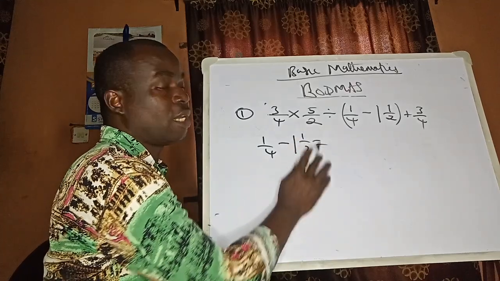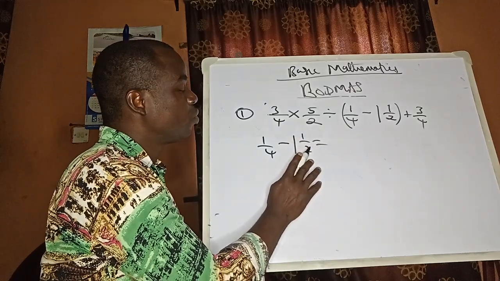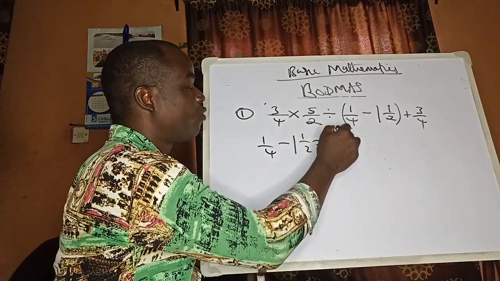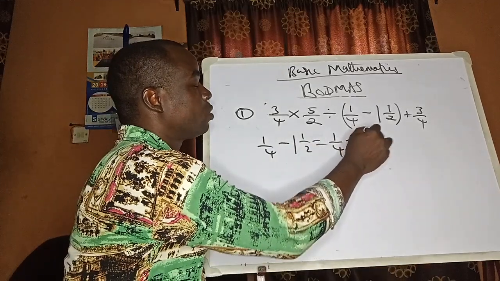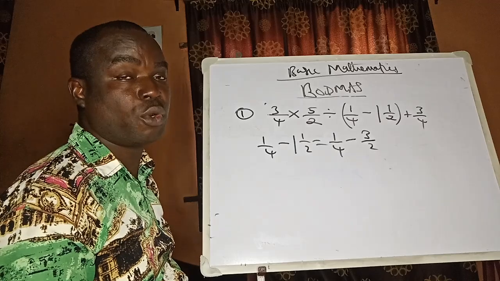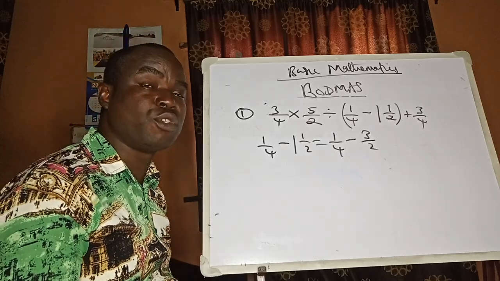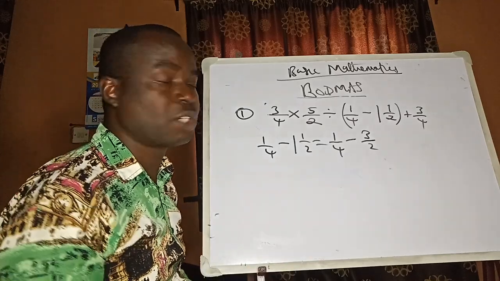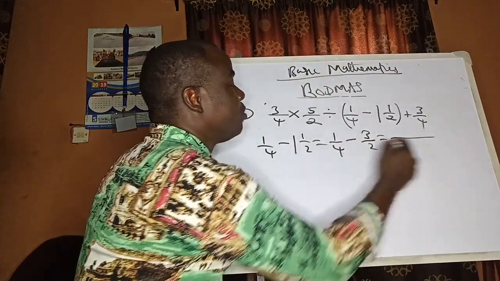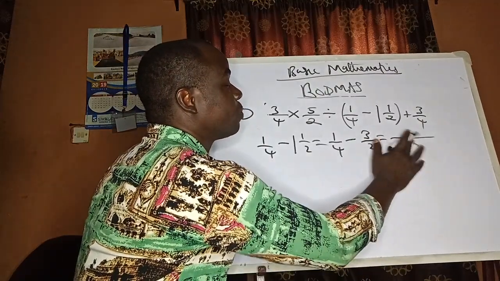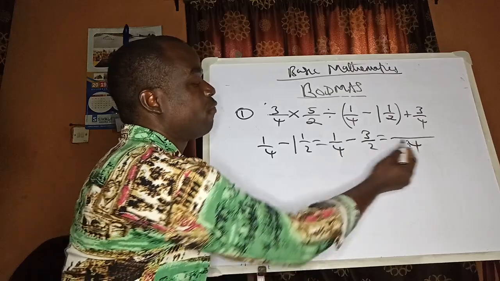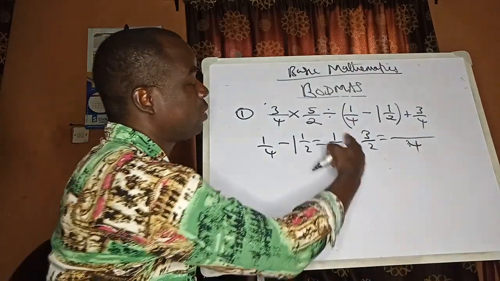So let's convert this to an improper fraction. 2 times 1 is 2 plus 1, 3. So we have 1 over 4 minus 3 over 2. Are you following? Like I taught you in the previous video, use LCM to do subtraction. So the LCM of 4 and 2 is 4. Then 4 in 4 is 1. 1 times 1 is 1.